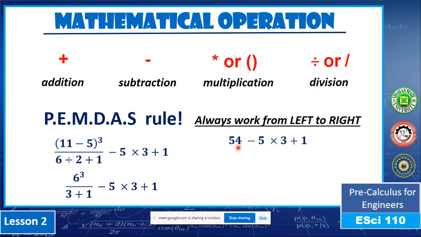Hindi to pwede maging 54 minus 5 times 3. Hindi to. Dapat mauuna talaga yung negative 5 times 3. So, if you're going to simplify this, mauuna yung multiplication. So, we have 54 minus 15 plus 1. So dalawa na lang sila. We only now have addition and subtraction. So, mauuna yung subtraction kasi siya yung nauna sa left. So, we have 39 plus 1, which is equal to 40.